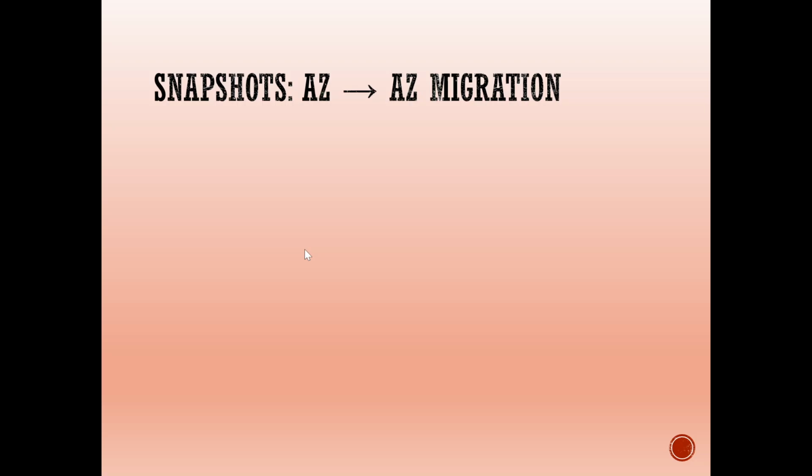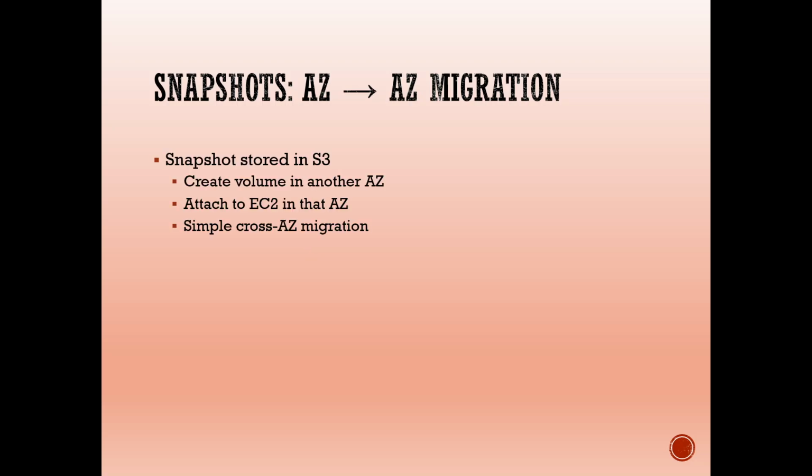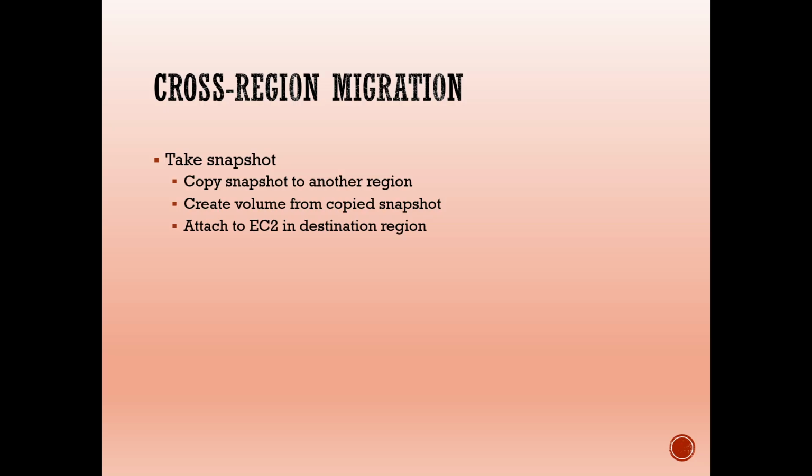Next we'll see cross-region migration, to move EBS between regions. First, we take a snapshot and store it in S3 of the source region. Next, we copy the snapshot to another region. In the third step, we create a volume in the destination region. And in the fourth step, we attach it to an EC2 instance in that region. So simply, snapshot is the architecture for EBS migration.